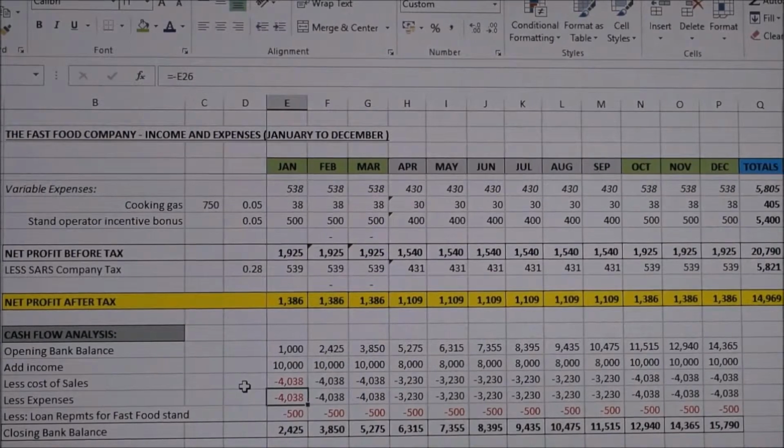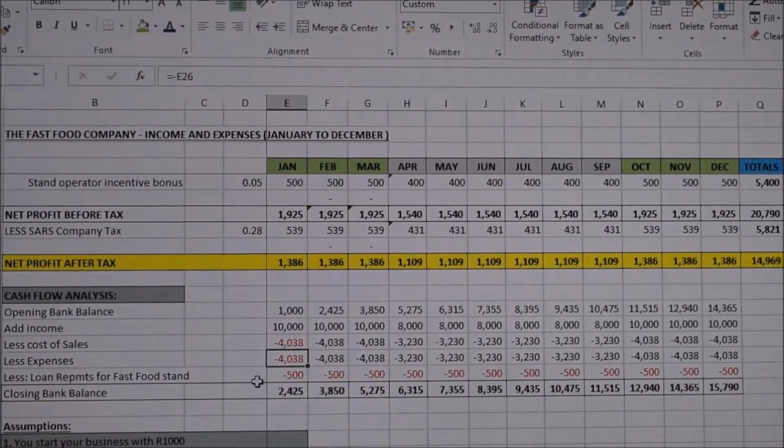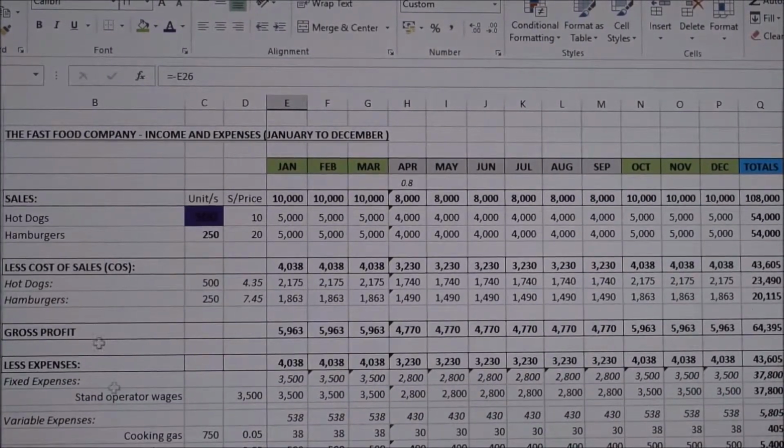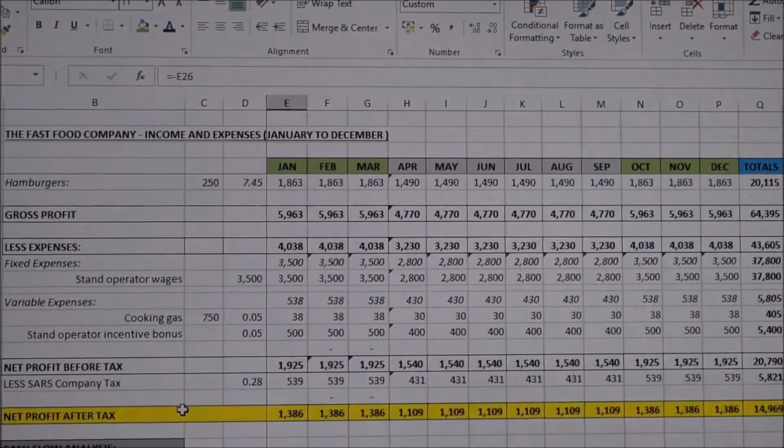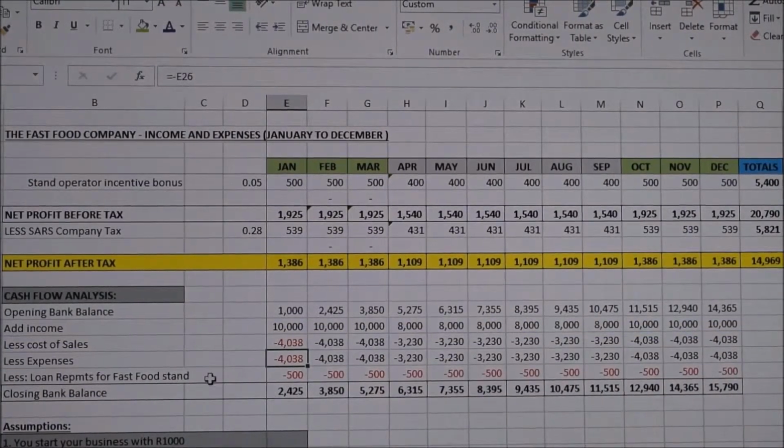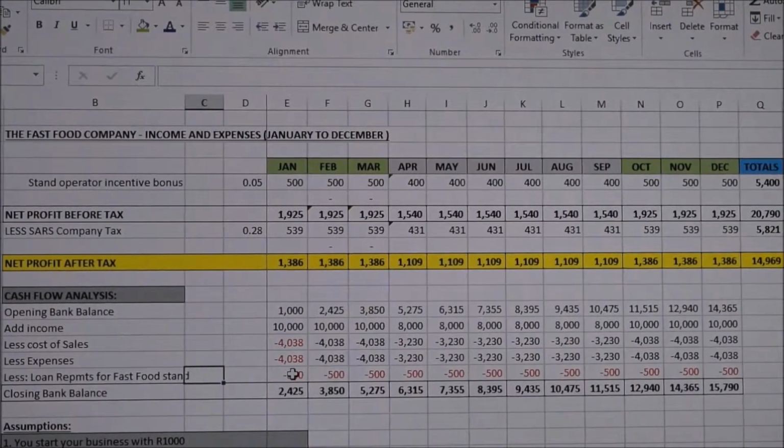And then last but not least, in a cash flow analysis, you also need to bring in any possible payments of liabilities, because your assets and liabilities are actually shown in a balance sheet, which we will get to in the next module. Liabilities are shown in the balance sheet, and therefore any repayments that we make will not actually be reflected in our income statement, but they affect your cash flow. So we bring in here the loan repayments for the fast food stand of 500 Rand a month.